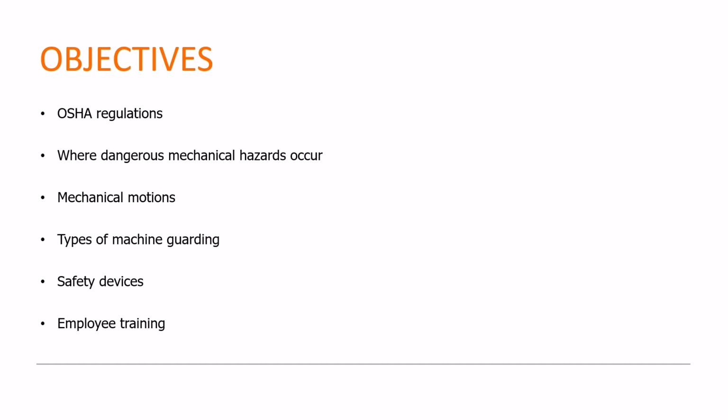Today we're going to talk about OSHA regulations, where dangerous mechanical hazards can occur. We'll also cover mechanical motions, different types of machine guarding, safety devices, and of course employee training.